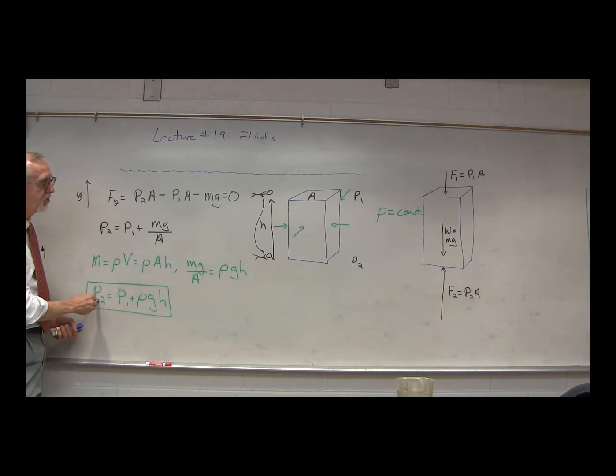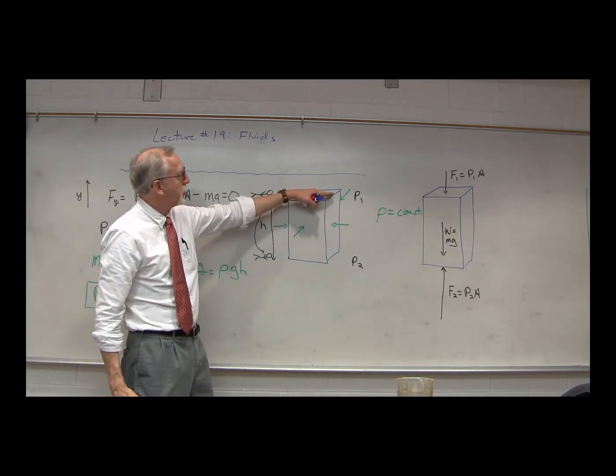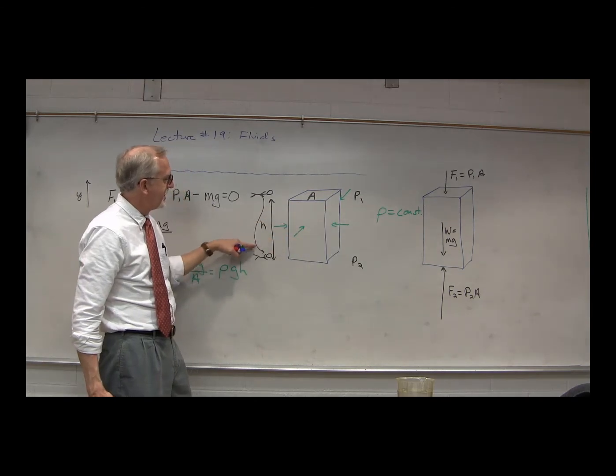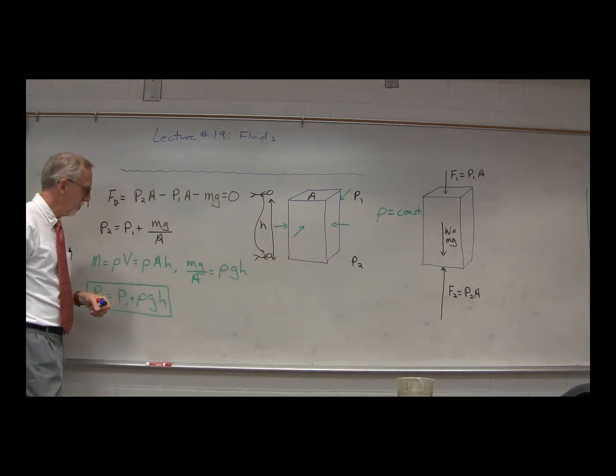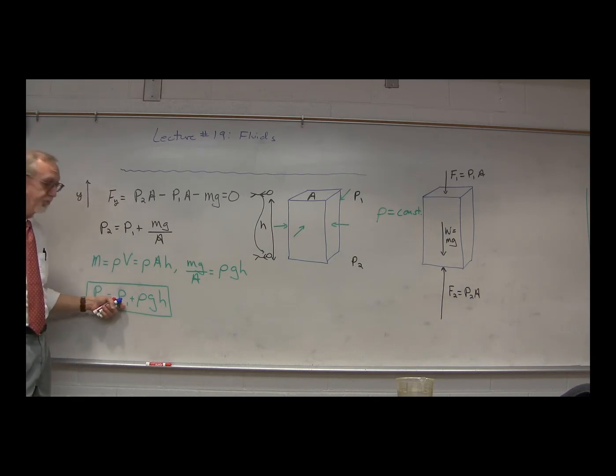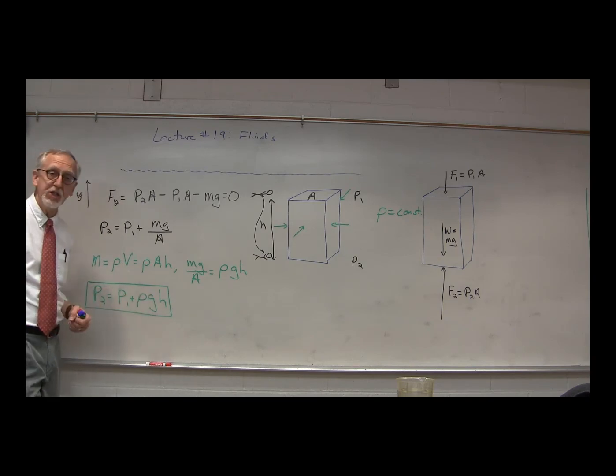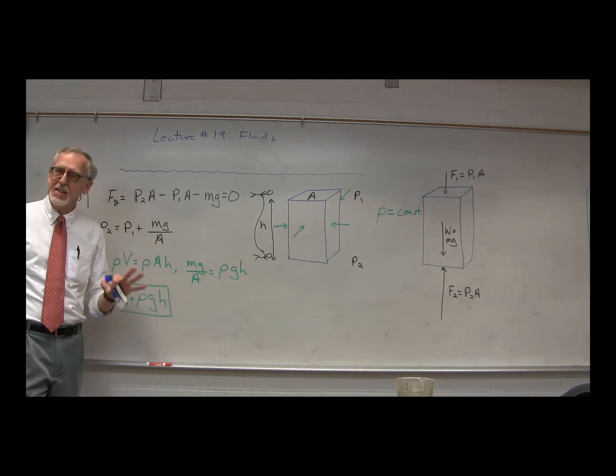So as you go down from some initial pressure P1, you go down a distance h in the fluid of density rho. The pressure down below at P2 will then be the original pressure P1 plus rho gh. All right, great. Let's stick some numbers in here.